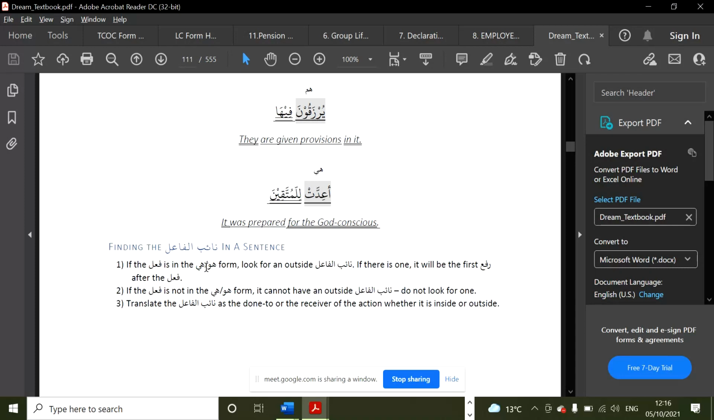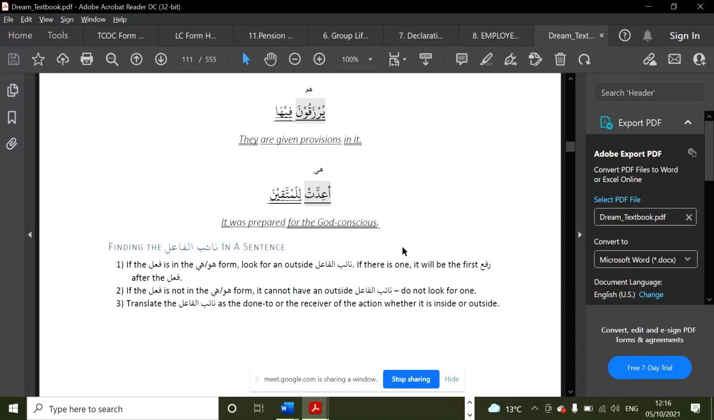They give provisions. They give provisions because it's a fa'il here, not a naibul fa'il. And what is a fa'il? The doer. So they give provisions, not with an s. They give provisions, right? Yes. Okay, good. Now do the next one.